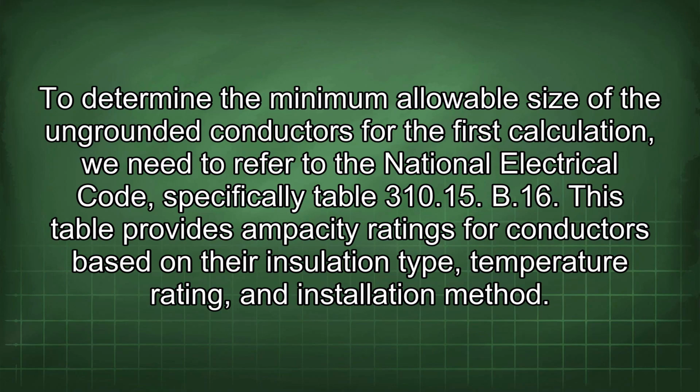To determine the minimum allowable size of the ungrounded conductors for the first calculation, we need to refer to the National Electrical Code, specifically Table 310.15(B)(16). This table provides ampacity ratings for conductors based on their insulation type, temperature rating, and installation method.